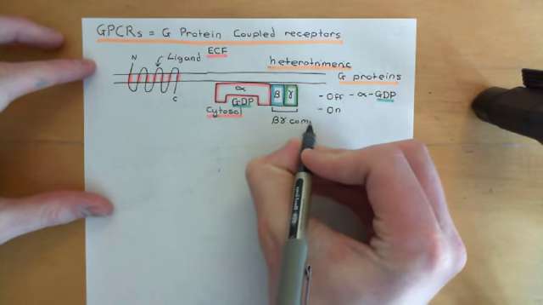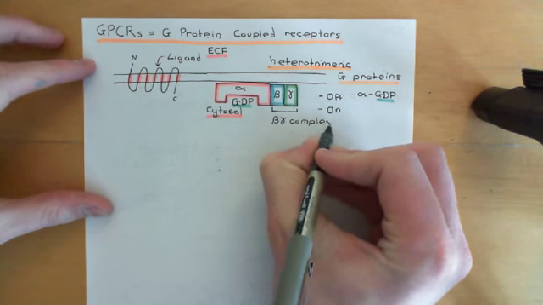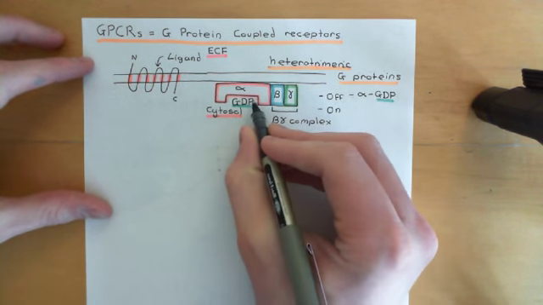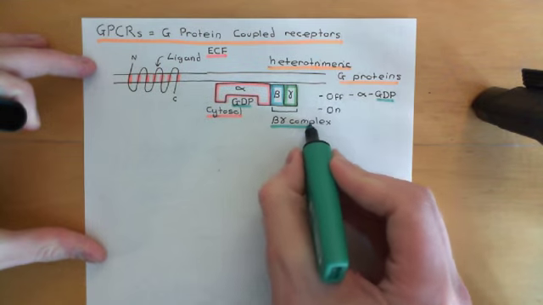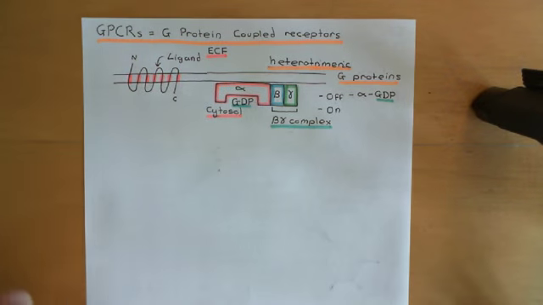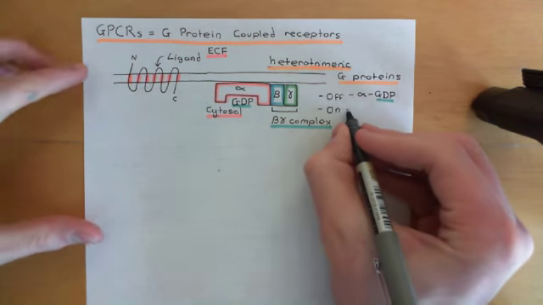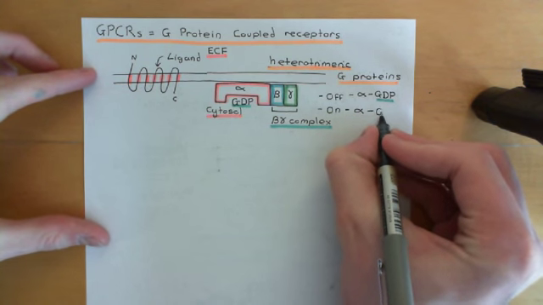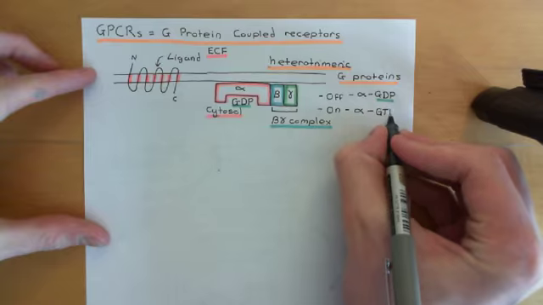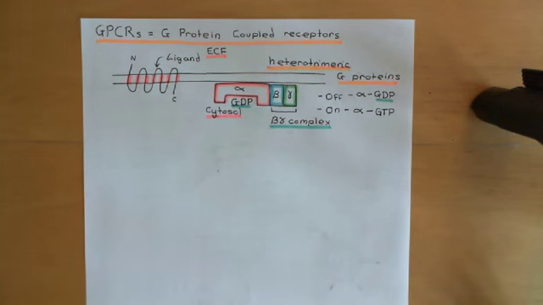So we can say that when the heterotrimeric G protein is in the off state, the alpha subunit has GDP bound and it will associate with the beta gamma complex here. Now contrast that to the on state of the heterotrimeric G protein. In the on state, the alpha subunit has GTP bound to it, and when it has GTP bound to it, it no longer wants to associate with the beta gamma complex.